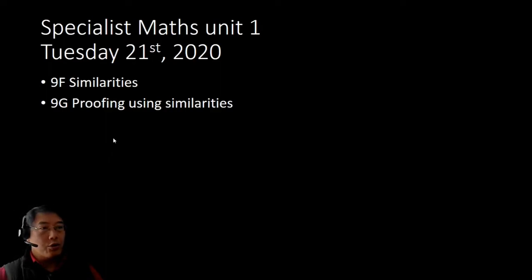Okay, so today with Year 11's Unit 1, we'll cover 9F similarities and 9G. We'll be using the similarities from 9F, but we'll apply that to the proofing. Just again with the proofing, you need to make sure you do the steps in the right order.